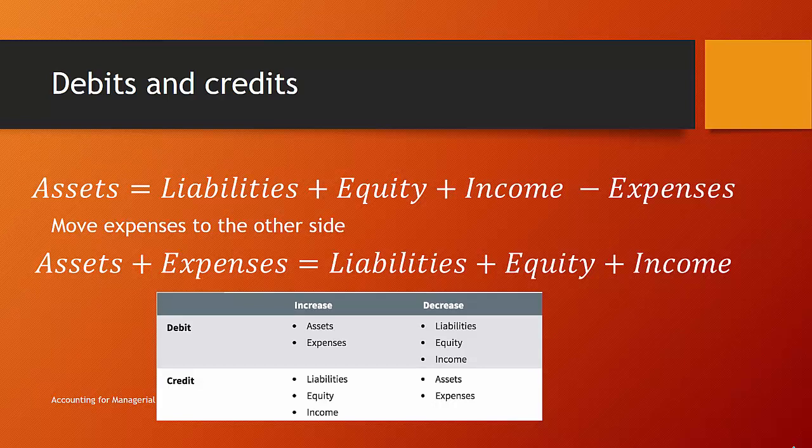Everything on the left-hand side increases with debits. So assets and expenses, if we're using the debit and credit methodology, increase with the debit and they decrease with the credit. Liabilities, equity, income are on the right-hand side, which means they decrease with a debit and they increase with a credit.